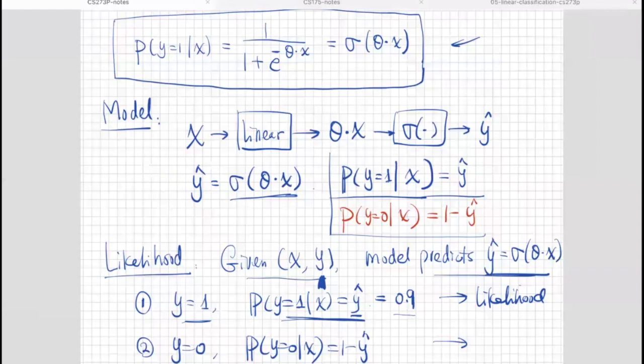Corresponding your labels to be y equal to 0. So that's also likelihood. You can see the likelihood calculation here depends on the true observation. If your true observation is this, then this will be your likelihood. If your true observation is 0, then this will be your likelihood. So they are different, right?